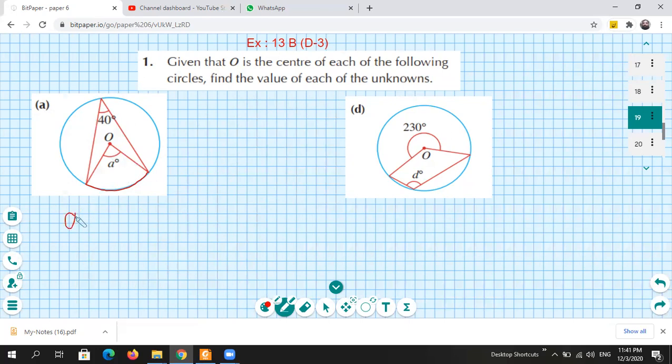So it means A will be equal to 2 times 40 degrees, because 40 degrees is also made by the same arc. You can see that these 2 points make an angle A and these 2 points make an angle of 40 degrees. But A is at the center and 40 degrees at the circumference. So the center angle should be equal to 2 times the angle at the circumference. So A will be equal to 80 degrees. So we have applied the first property here.